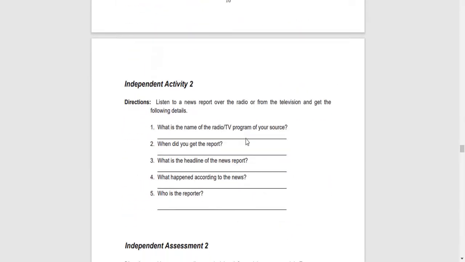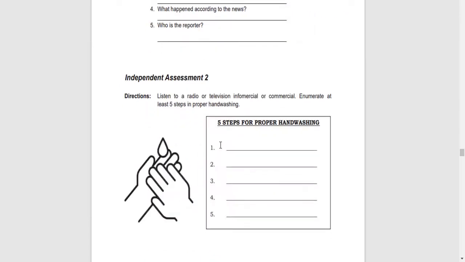Next, independent activity 2. All you need to do is to listen to a news report over the radio or from the television and then answer these questions. Again, listen to the news over the radio or from the television and then answer these questions. It's either channel 2 or channel 7.